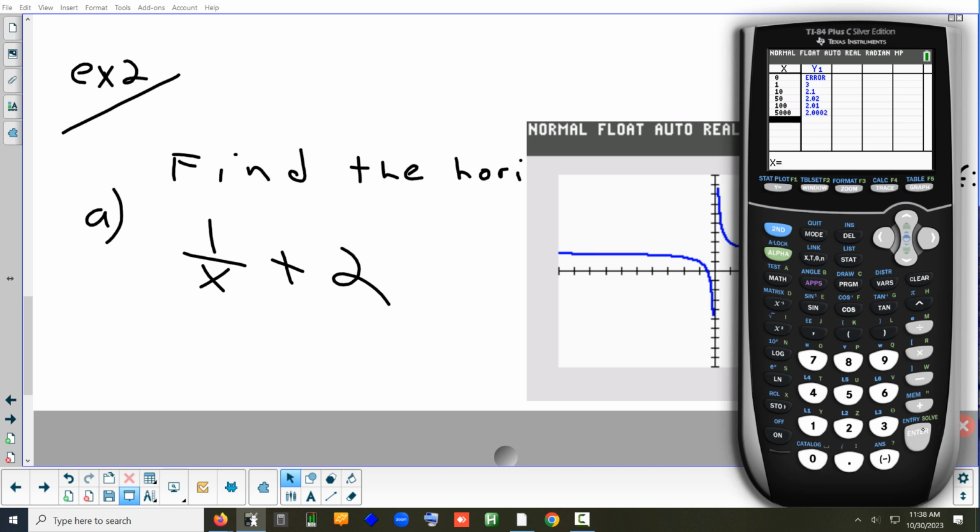5,000. 2.0002, just above 2. But does it look like it's ever reaching 2? No. Eventually, if you plug in a big enough number, it's going to run out of decimal places. Okay, so it might say 2, but if I highlight it, I can see more decimals. It's actually 2.00002. So it's never reaching 2.